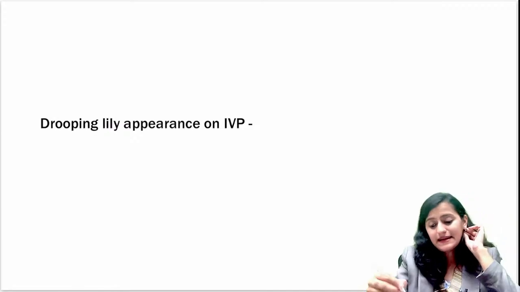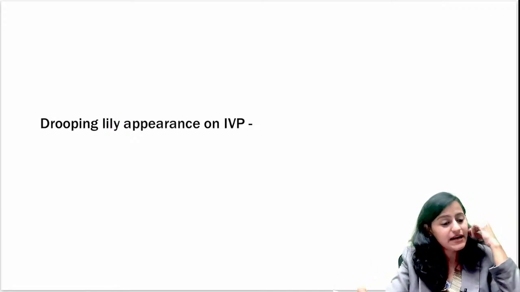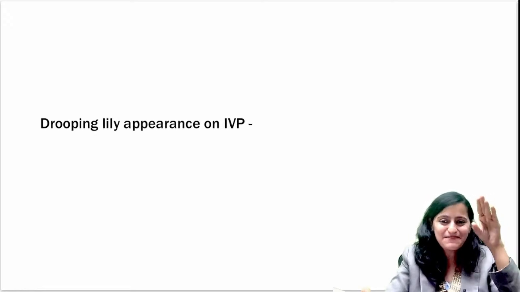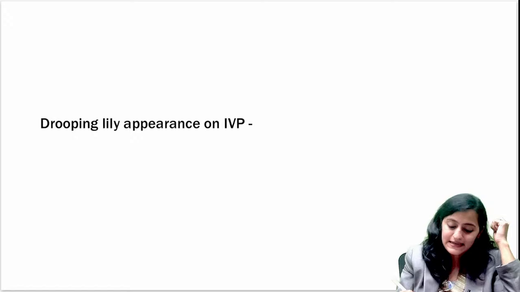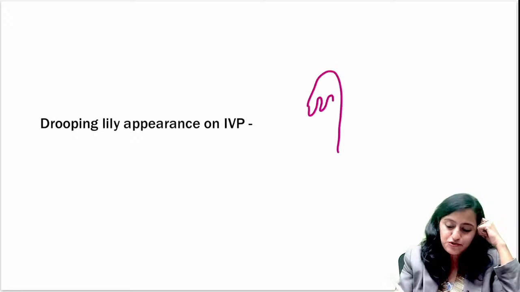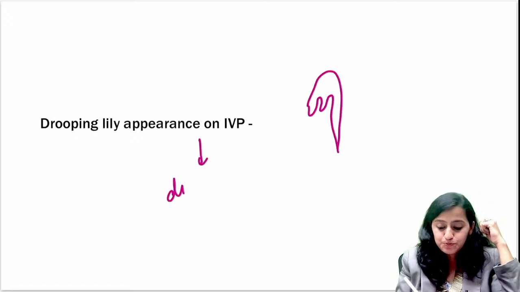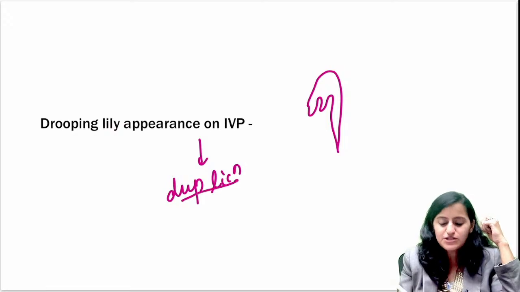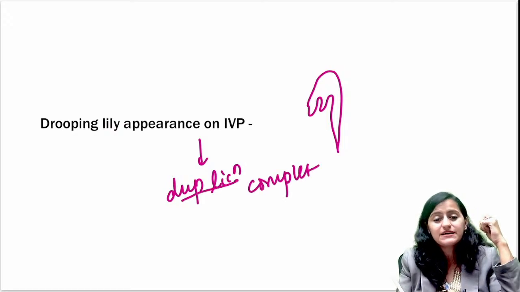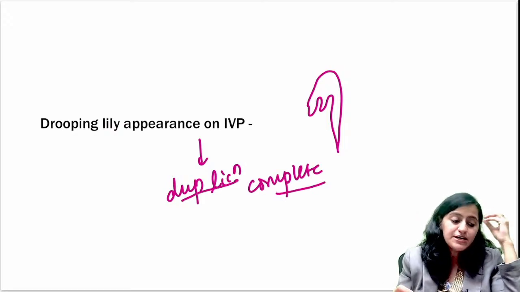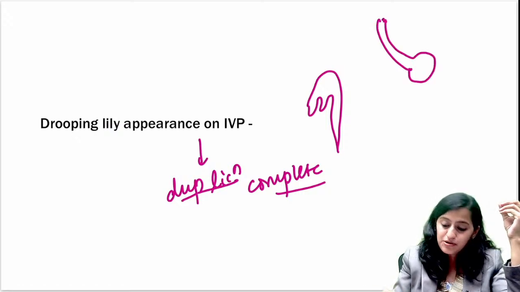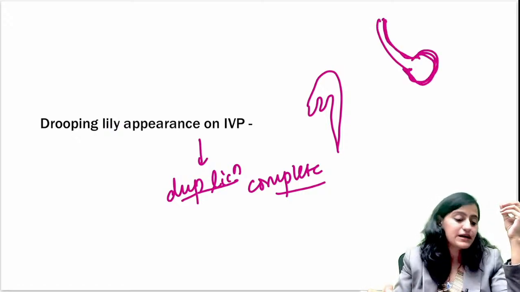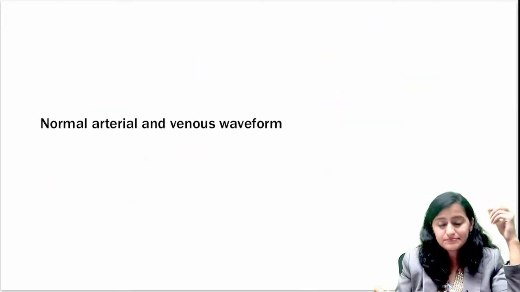Okay. Next one, drooping lily appearance on IVP. Yes, absolutely. Any PYQ asked anytime has to be remembered. Drooping lily appearance is seen with duplication, a complete duplex moiety, complete duplication. What do you see in a ureterocele? Ureterocele is cobra head. The ureter dilatation appears like a cobra head. Ureterocele is cobra head, right?